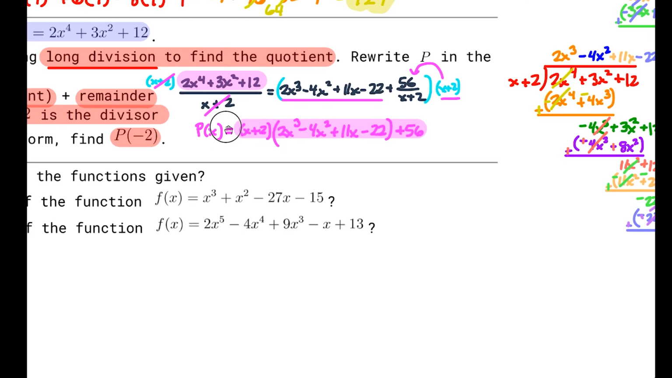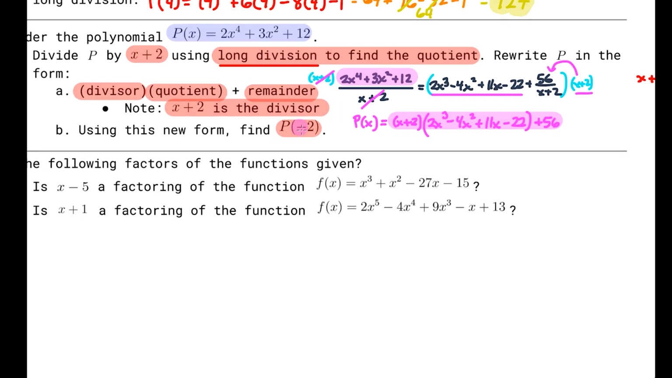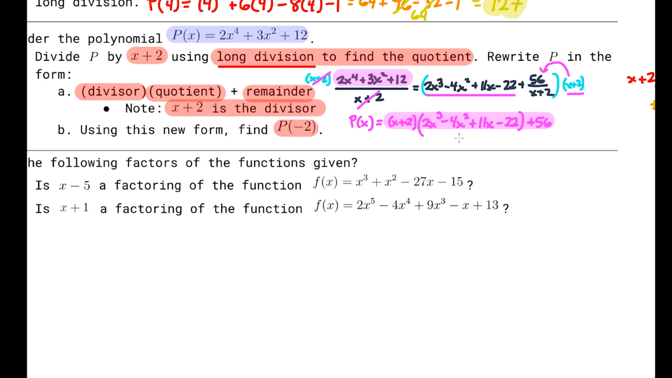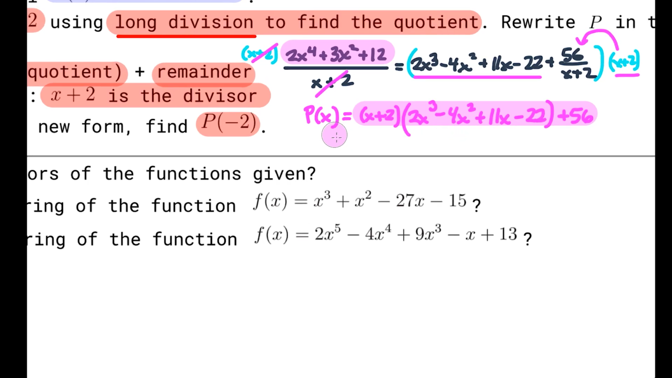Okay, and the reason why is because it says rewrite p in the form, and that's what I did. So the divisor is the x plus 2, the quotient is that humongous p of x right there, that equation I was just talking about, and then plus the remainder, which is equal to 56. So you end up with that for your answer for part A.